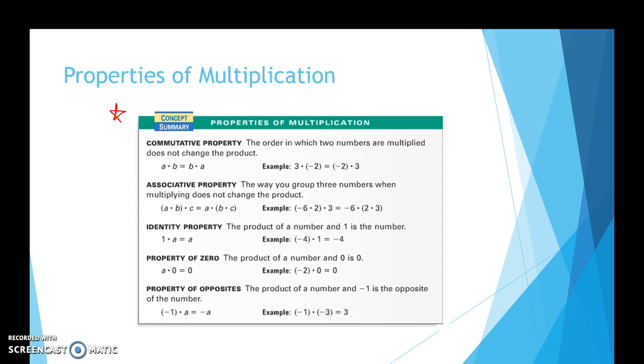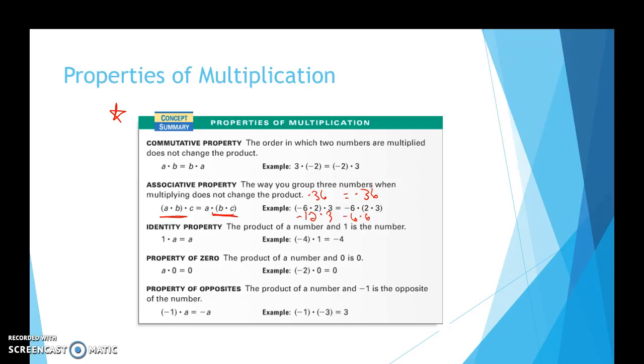For instance, you might have A times B times C. Notice on the left side the parentheses are between A and B, and on the right side your parentheses are between B and C. Our example here, you have -6 times 2 times 3, and on the right side you have -6, and then the parentheses are between 2 and 3. So -6 times 2 is going to give me -12 times 3, which gives me -36. And then here we have 2 times 3 is 6. -6 times +6, excuse me, is going to give me -36.